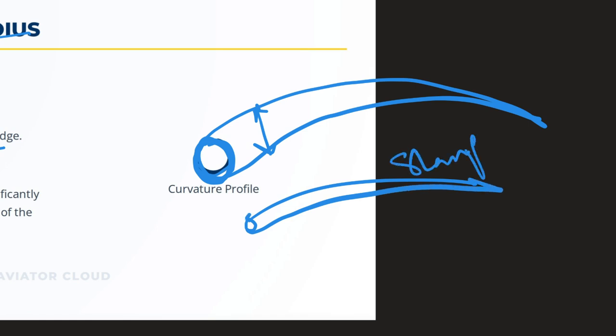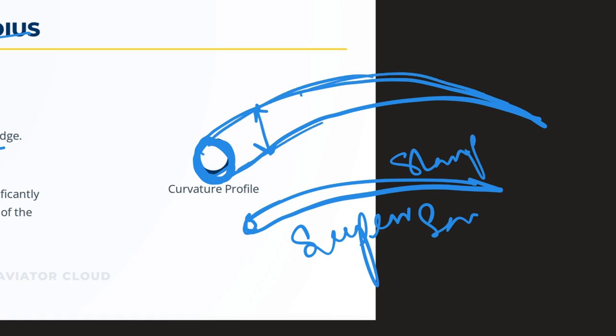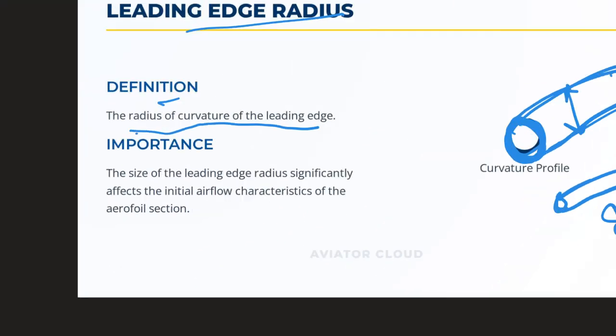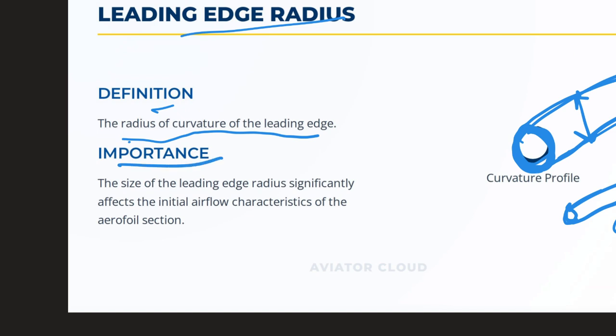So for a supersonic aeroplane, the leading edge radius is low, and for our civil aviation aircraft, the leading edge radius is high, and it can fly at a lower speed. So this is the understanding of leading edge radius. Importance: the size of the leading edge radius significantly affects the initial airflow characteristics of the aerofoil section.